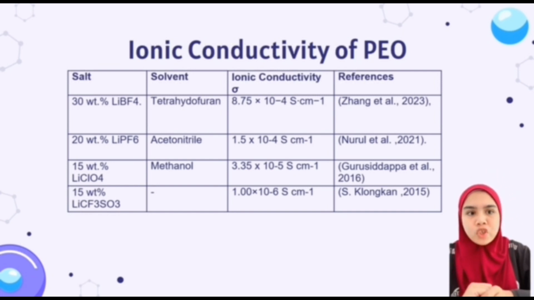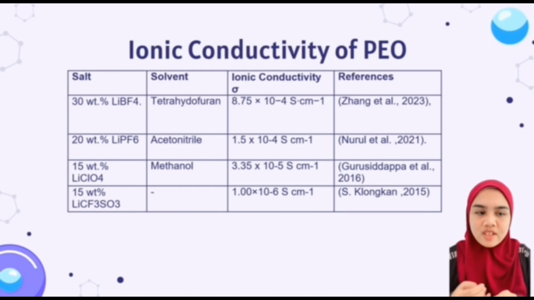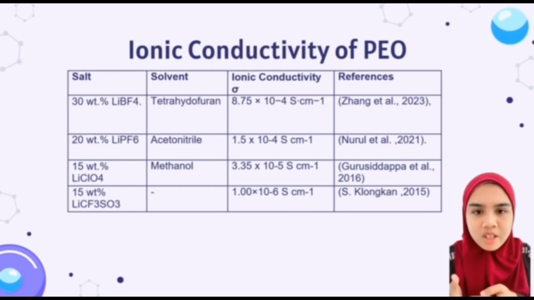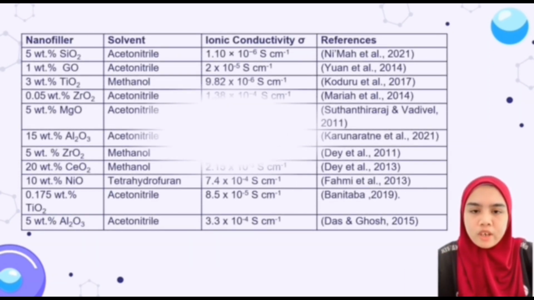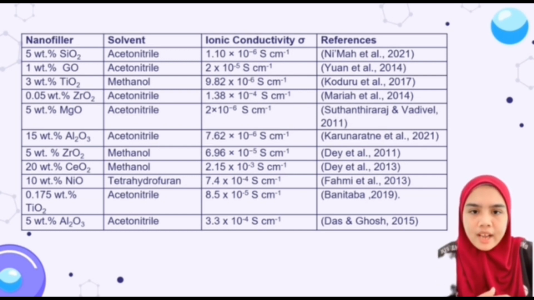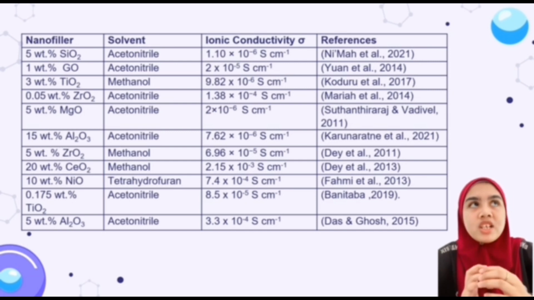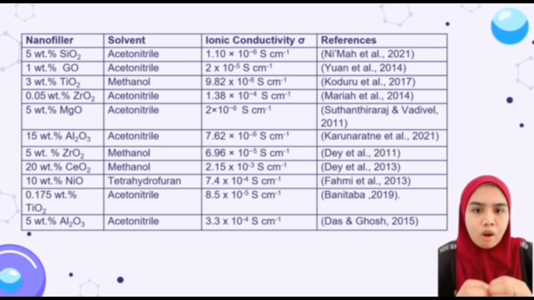The final row shows 1.00 times 10 exponent negative 6 conductivity when 15% LiCF3SO3 is added. The first will show that the addition of 5% SiO2 has the highest ionic conductivity, which is 1.10 times 10 exponent negative 6, due to decrease in crystallinity, resulting in more amorphous region.